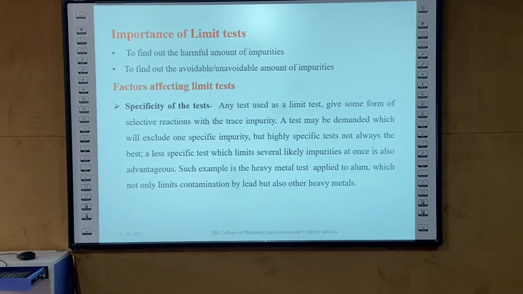The first factor which could affect these tests is specificity of the test. Any test which we use as a limit test gives some form of selective reactions with the trace impurity. A test may be demanded which will exclude one specific impurity, but a highly specific test is not always the best; a less specific test which limits several likely impurities at once is also advantageous. This means that the test should be performed in such a manner that it should respond to a particular impurity.